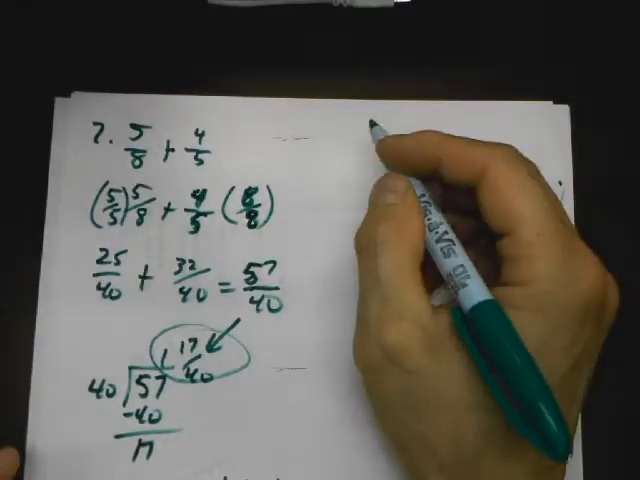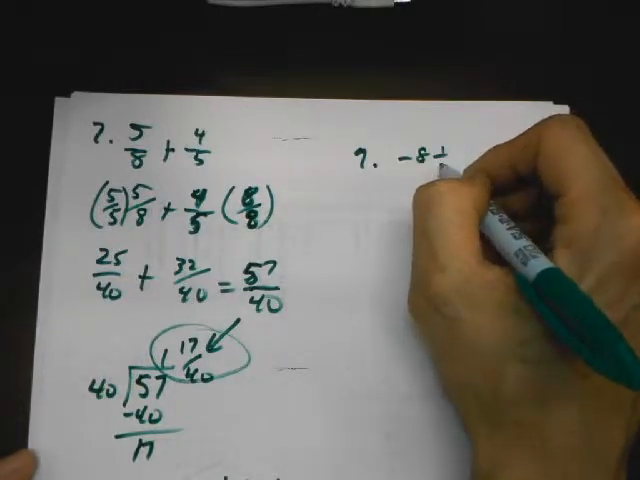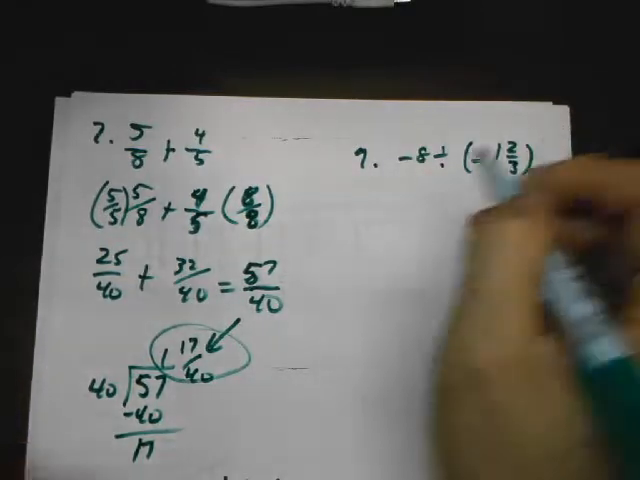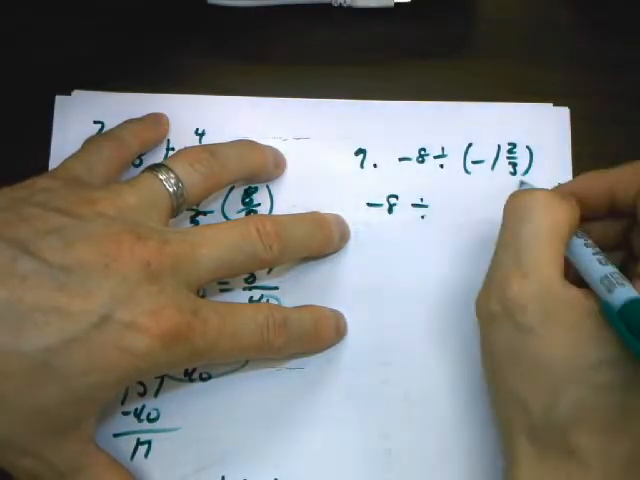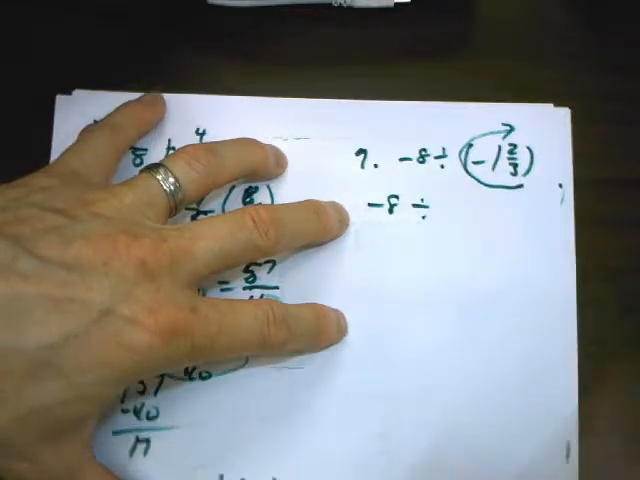Okay, over here, we are on number 9 now. Number 9 says we need to simplify negative 8 divided by negative 1 2/3. So I go negative 8 divided by, make it a fraction first. That's 3 times 1 plus 2.